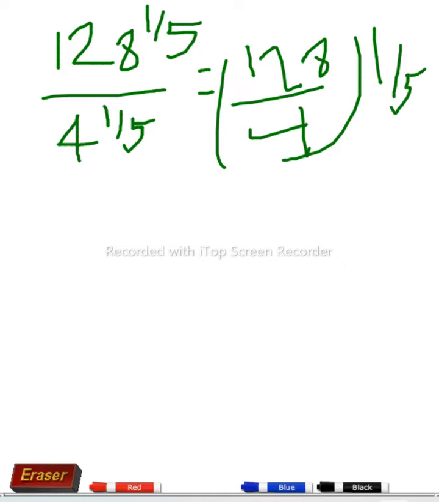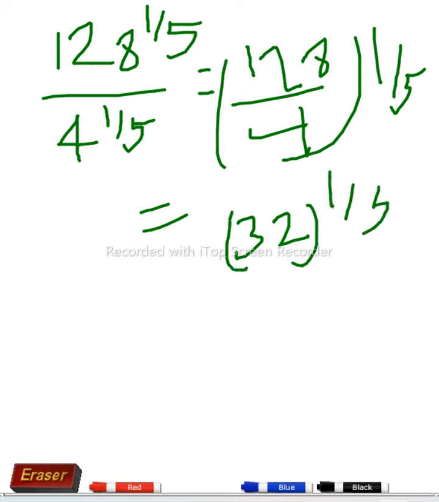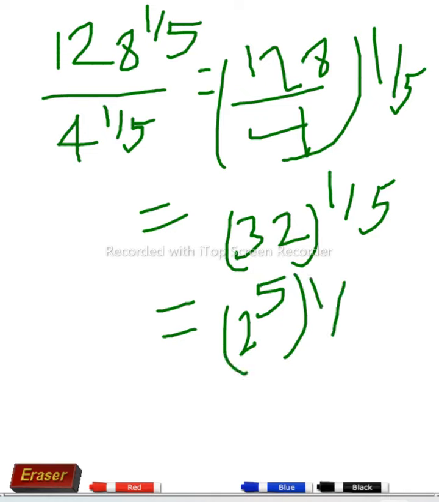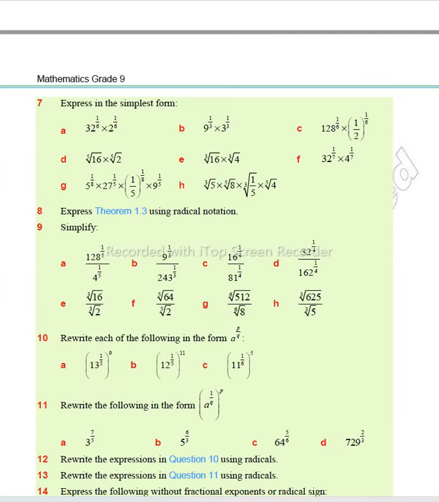When you divide 128 by 4, we get 32. 32 is the power of 1 over 5. So 32 means 2 to the power of 5. So 2 to the power of 5, then to the power of 1 over 5. Then 5 times 1 over 5 means 1. So we have 2. The final answer is 2. This is question letter A.